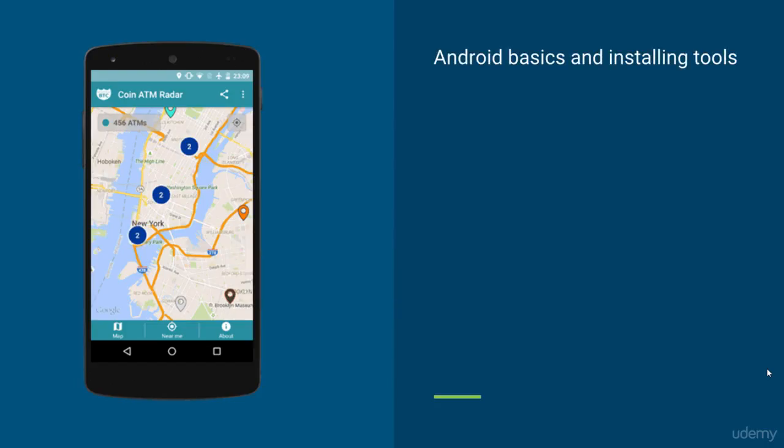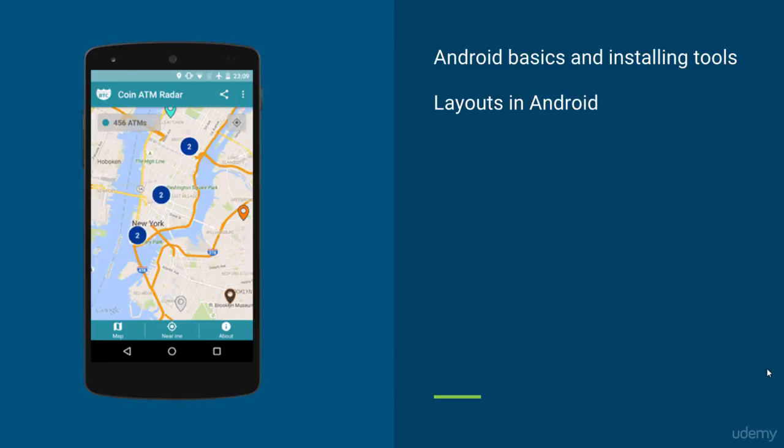So the very first thing which we are going to learn in this course is going to be Android Basics and installing tools. So the first part of this course includes installing the tools which we will actually need to build Android applications. There are only two things which you need for building Android applications. One is the Java JDK, and the next thing which you need is Android Studio, which is an IDE for building Android apps. So we will learn how to install and set up those tools properly.